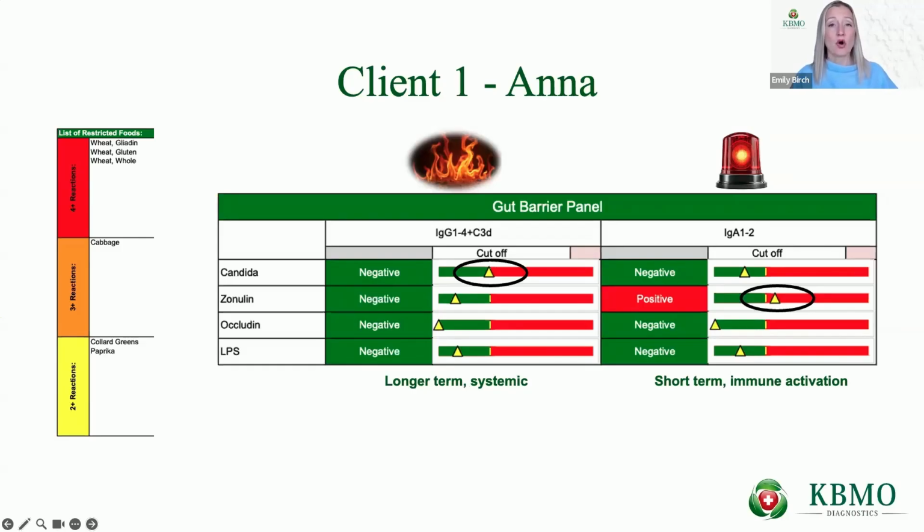IgG 1-4 and complement, if we see markers on this side, this is longer term systemic. This tells you that you do have a longer term systemic issue in terms of immune response to those markers. Okay, hopefully that makes sense.